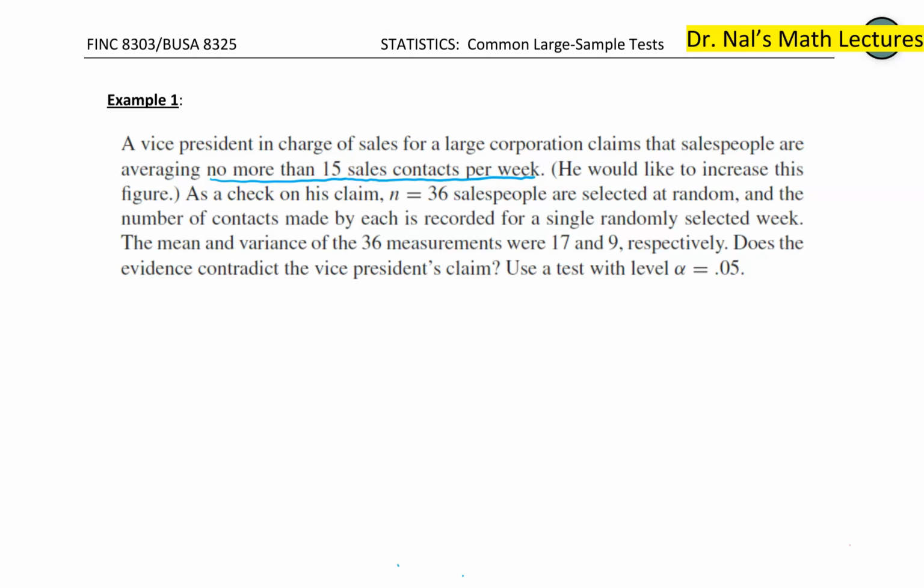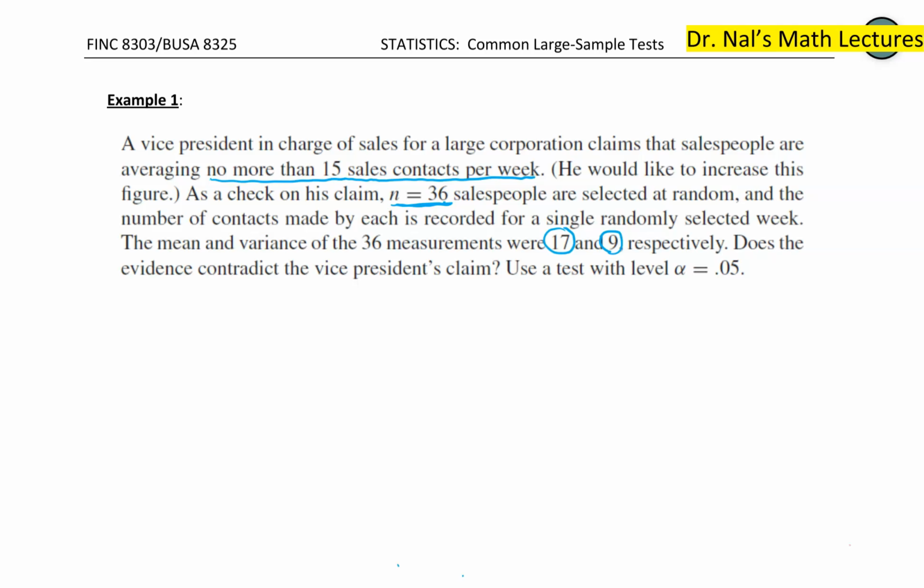As a check on his claim, he samples 36 salespeople. So we choose a sample of 36 salespeople at random, and the number of contacts made by each is recorded for a single randomly selected week. The mean and the variance of these 36 measurements were 17 and 9. I assume 17 is the mean, and 9 is the variance of this sample, right? So this sample of size 36.